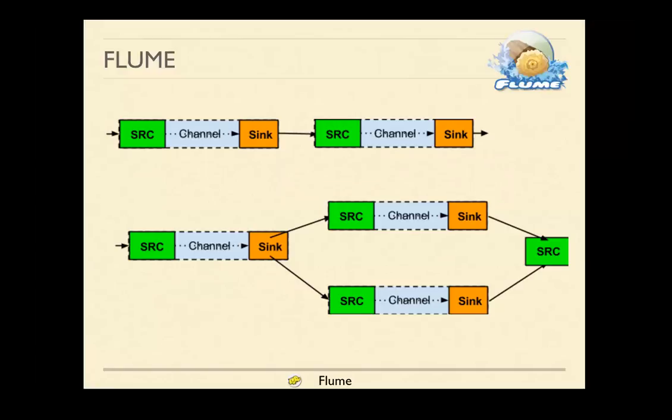Agents can be chained together. One sink can push the data to multiple sources and so on. So if you arrange these Flume agents in this way, you can create a very fault tolerant way of collecting data from web servers to the central base. Let's say this machine goes down, this machine goes down, the data will anyway reach the destination.